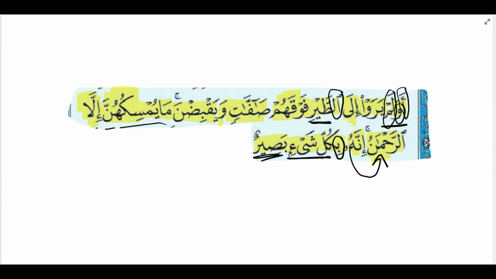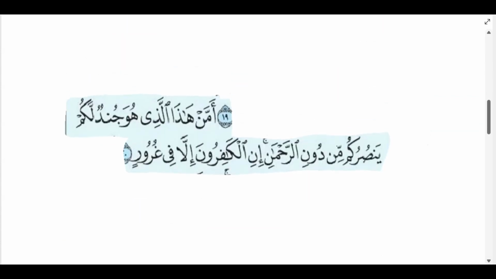So in summary, ayah number 19 from the Clear Quran: Have they not seen the birds above them, spreading and folding their wings? None holds them up except the Most Compassionate. Indeed, He is all seeing of everything. Now, the next ayah, number 20.